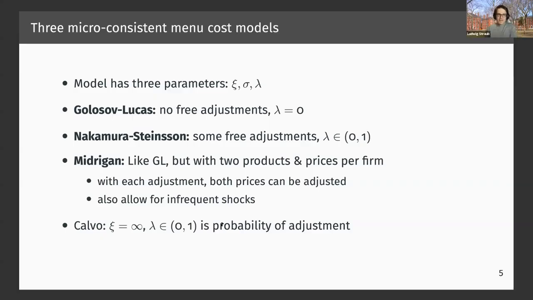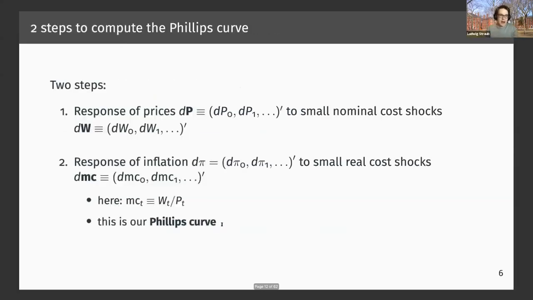Okay, so we have this model set up. It's a standard random menu cost model, and now what we want to do is get to that Phillips curve. We're going to do this in 2 steps. The first step is going to be characterizing a relationship between an arbitrary path of small nominal wage shocks, and what they imply for the path of nominal prices.